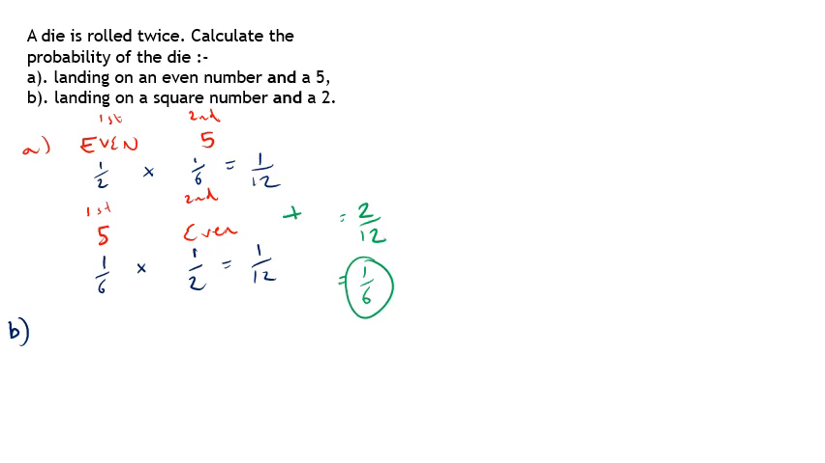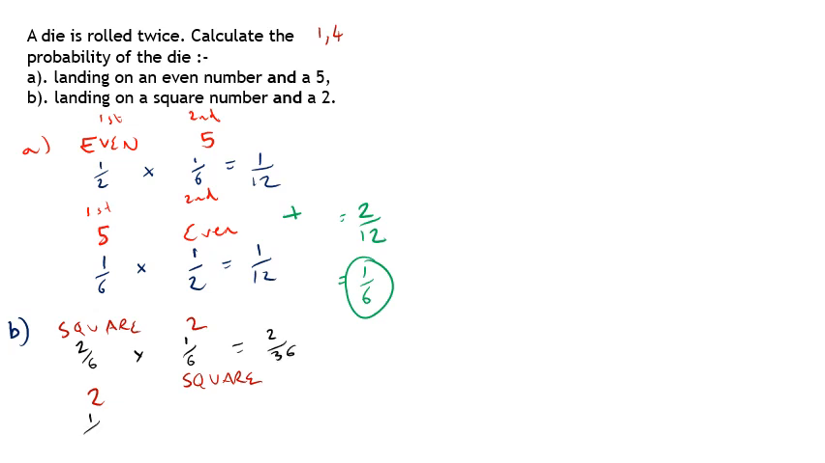So for part B, landing on a square number, so let's just think about that. We could have a square and a 2, or a 2 and then a square. So in terms of a dice landing on a squared number, well, 1 is a squared number, 4 is a squared number. So the probability of a dice landing on a squared number is 2 in 6. And the probability of the dice landing on a 2 is 1 in 6. So I multiply those, which gets me 2 in 36.